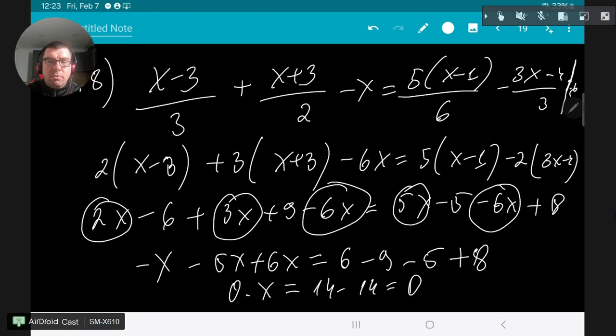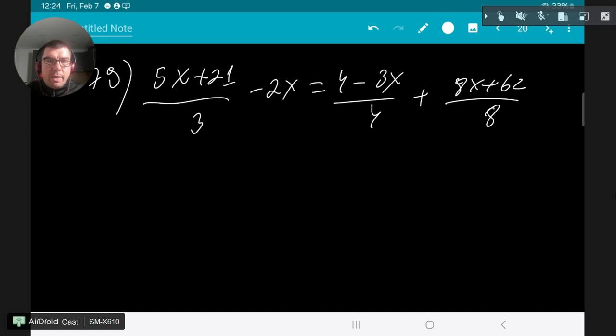0 times x equals 0, and therefore x belongs to Q. Okay, every rational number is a solution to this equation. Common denominator of 3, 4 and 8 will be 24.